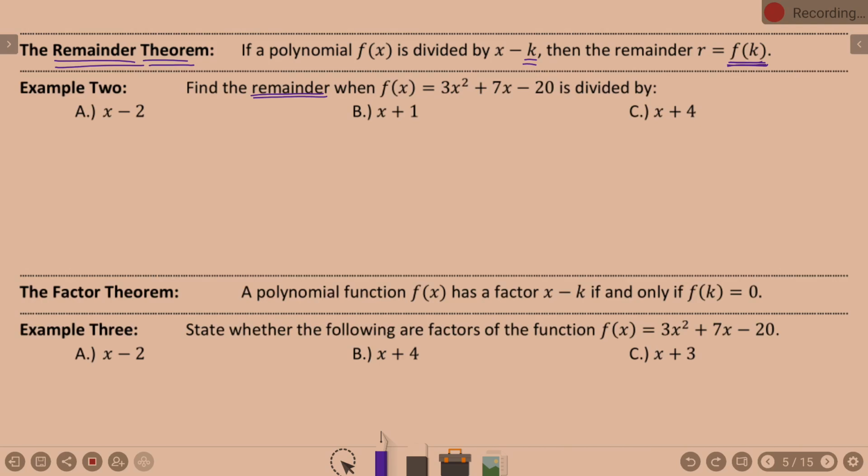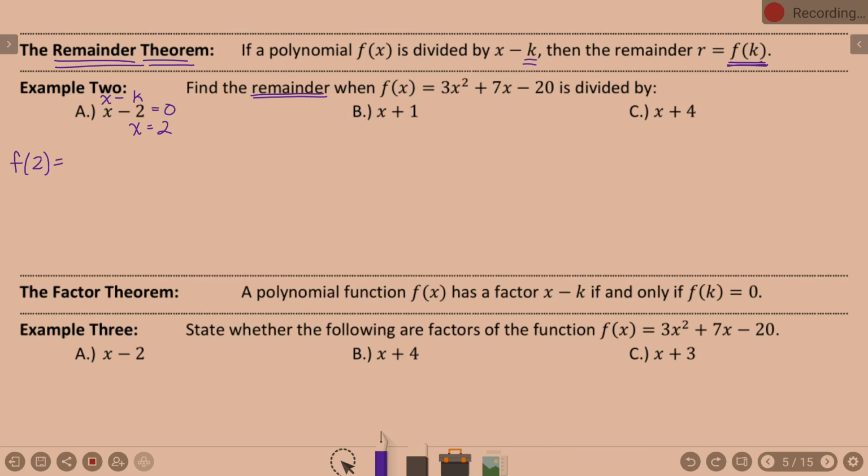Now, let's look at these examples. Find the remainder when f of x is given, and in this first one, when it's divided by x minus 2. Keep in mind, this is of the form x minus k. What is my k value? 2. My k value is 2. You can also think of it, if you remember what I did last year, x minus 2 equals 0, and then when you solve that, you're using 2. In order to find the remainder, all you have to do is plug 2 into the equation.